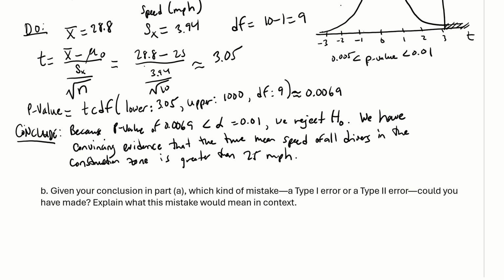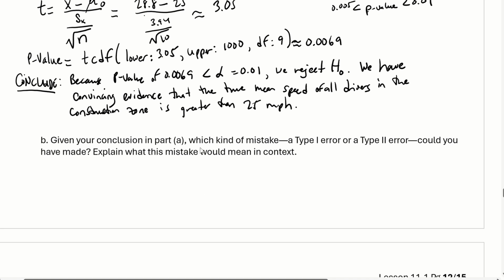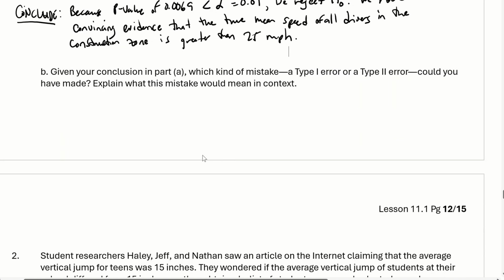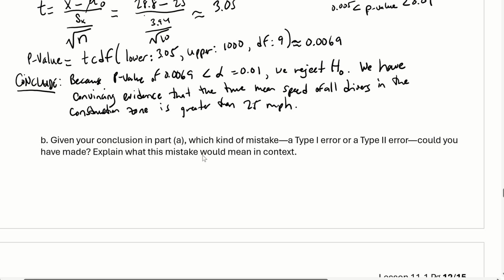So we actually find that it is significant. Interestingly enough, the average was 28.8, and that is significant. All right, so now we can look at the next question. Given your conclusion in part A, what kind of mistake, a type 1 or type 2 error, could you have made? Explain what this mistake would mean in context. Because we rejected H0, we could have made a type 1 error, right? Maybe we didn't have to reject H0 because maybe it was true.